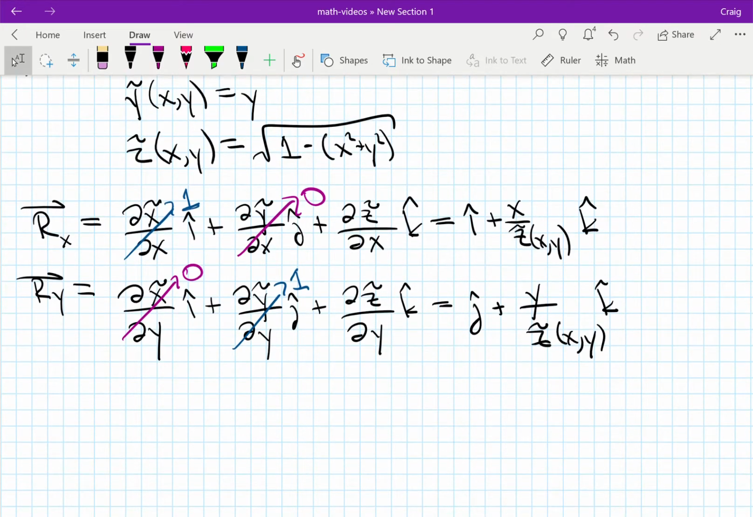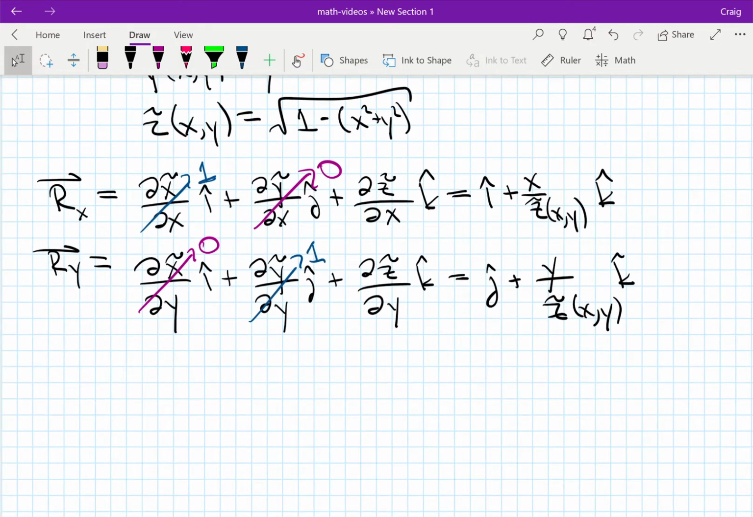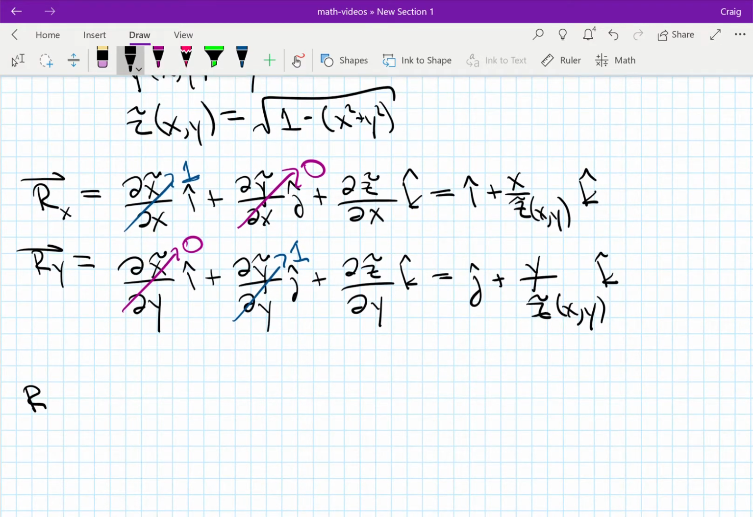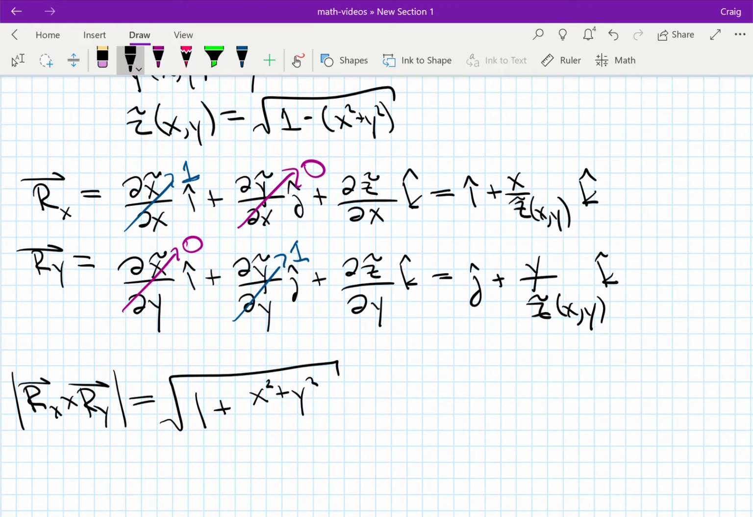Okay, so those are our two tangent vectors on the surface, and if we take the cross product, we can get the normal vector. I won't go through the details of taking the cross product. Just believe me that when you take the cross product of our x with our y, and I take the magnitude, I presume everyone can take cross products and take magnitudes of vectors, the answer will be the square root of 1 plus x squared plus y squared divided by 1 minus x squared plus y squared. Okay.